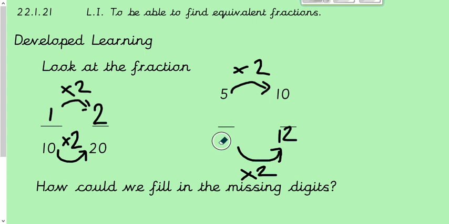We could do 7. And have a think about what the denominator would be on the other number. 7 times 2, 14. And you could go on. You could do any number here, and as long as you times it by 2, then it's equivalent. Okay? So hopefully that makes a bit more sense.